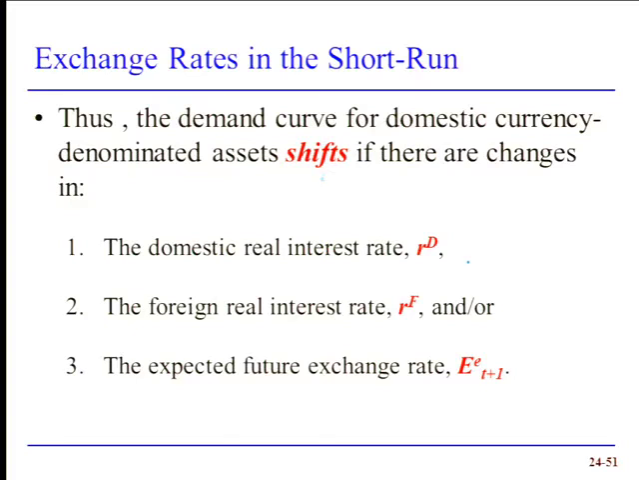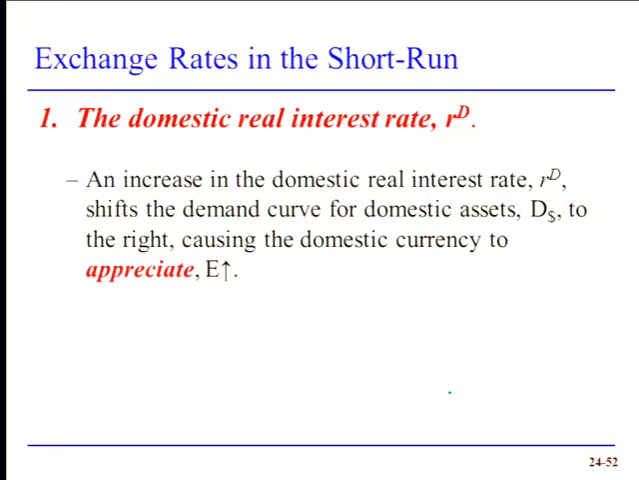So in this case, the demand curve for domestic currency-denominated assets will shift if there's a change in either the domestic real interest rate, the foreign real interest rate, or the expected future exchange rate. Notice that because we have the domestic real interest rate, it means domestic shocks to the domestic economy, which cause the real interest rate to change, will then also cause the exchange rate to change. And if the exchange rate changes, we've already seen that that's going to affect net exports, which are in the IS curve, in the aggregate demand curve. And we'll be looking much more closely at that on Thursday.